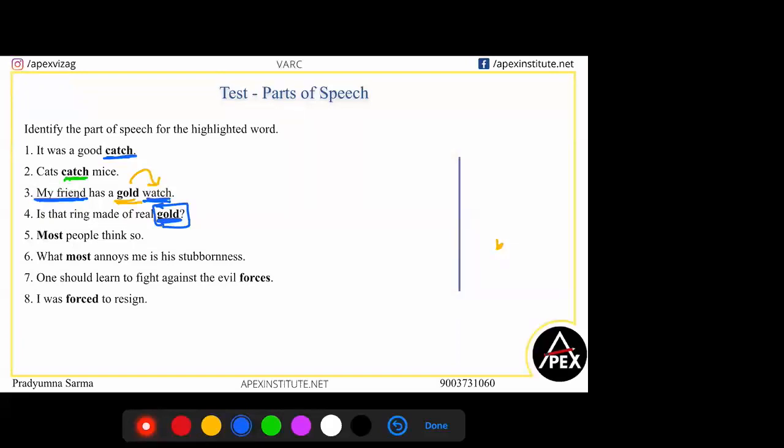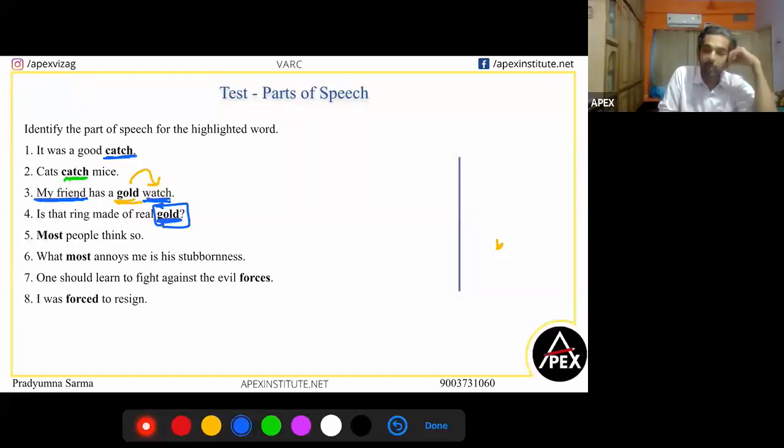All right. No problem. So when I'm saying most people think so, people is the noun. So most is an adjective. Okay. Is that clear?